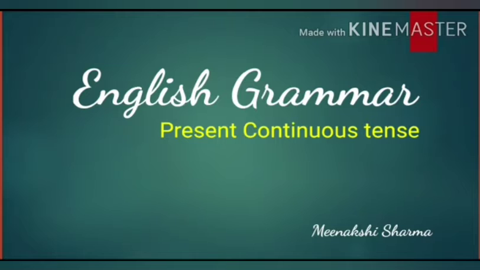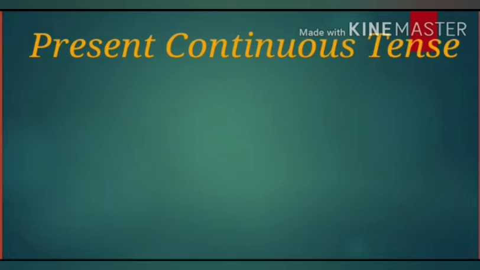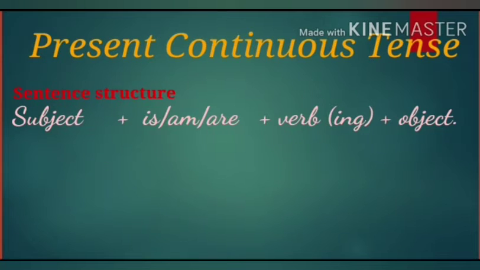Today we will discuss present continuous tense. This tense refers to the form of the verb that indicates an action in progress at the time of speaking or writing. As we know, progressive tense or continuous tense indicates an action that is incomplete and still in progress. Let's see the sentence structure of present continuous tense.